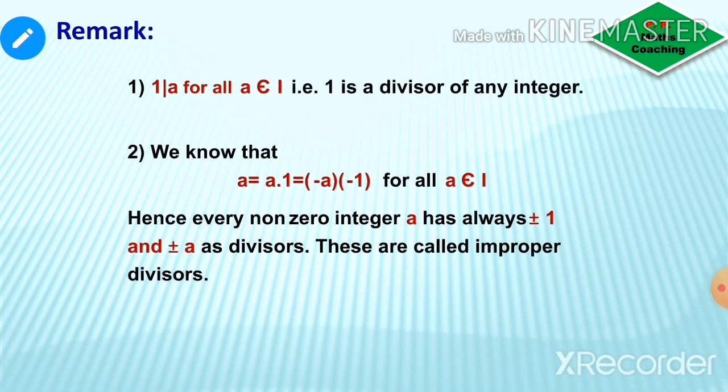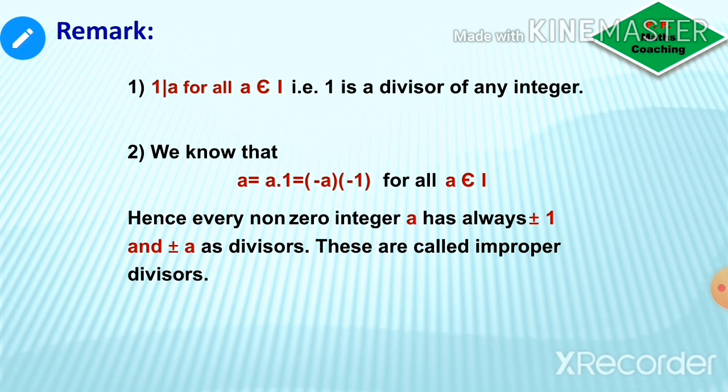We have some remarks. The first one, 1 divides a for all a belonging to I, that is, 1 is the divisor of any integer. Here we take any integer value, suppose a belonging to the set of integers I, then that a is divisible by 1. That means 1 is the divisor of any integer.